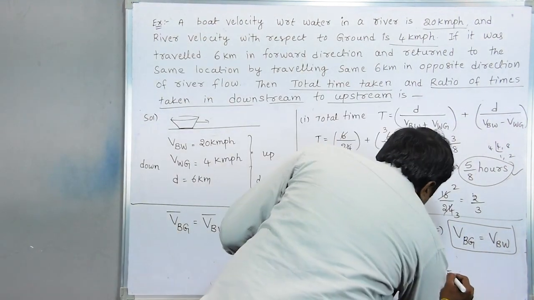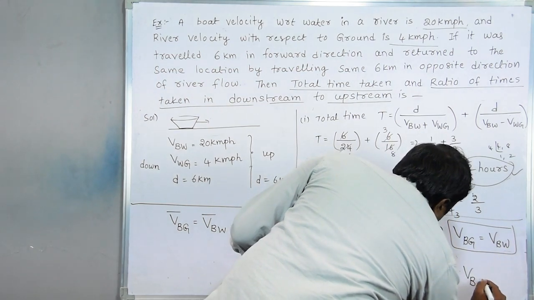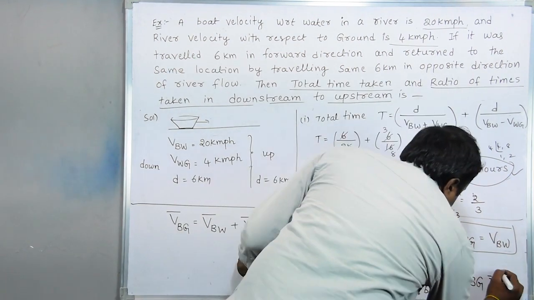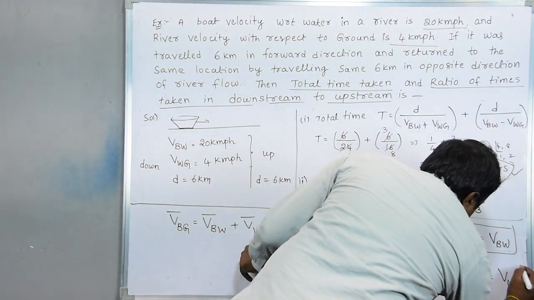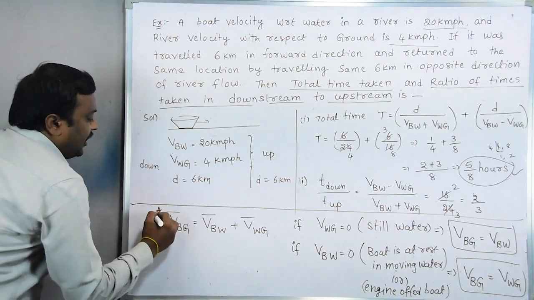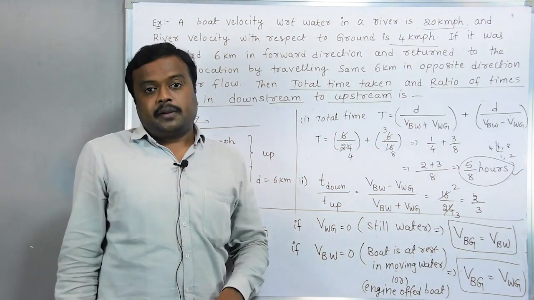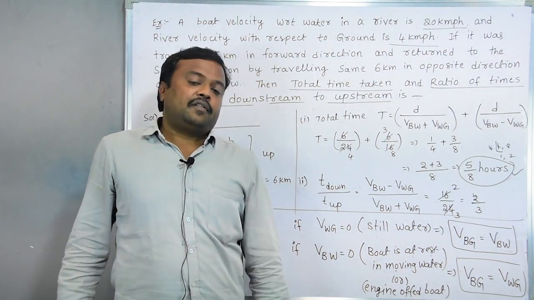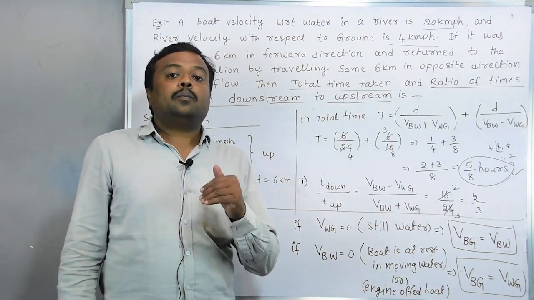So in this case, what can we write? Velocity of boat with respect to ground is equal to velocity of water with respect to ground. So the main equation, this one only, applies for upstream or downstream also. These are the conditions along the line of river flow if the boat is in motion.